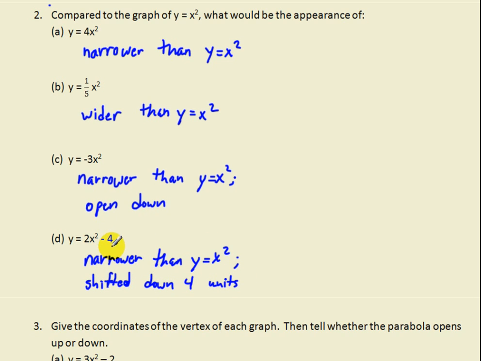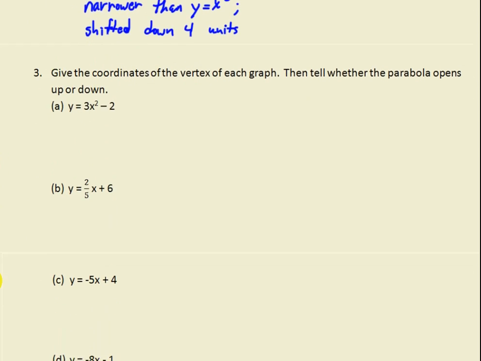And if you were to make a table of y equals x squared and then y equals 2x squared and then y equals 2x squared minus 4, you would find in the second case that for a given value of x, every value of y would be shifted down 4. You can do that on your own if you would like.